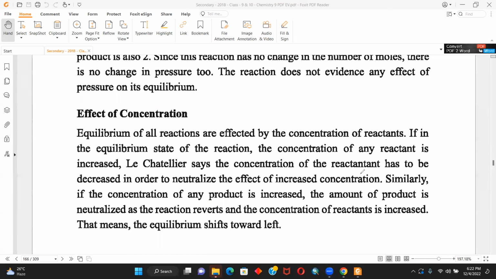If I underline the line, that is, the concentration of any reactant is increased, Le Chatelier's principle says the concentration of the reactant has to be decreased in order to neutralize the effect of increased concentration. So what do you think? How can it be done?